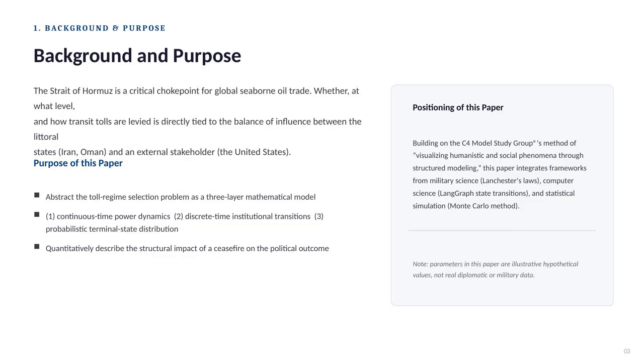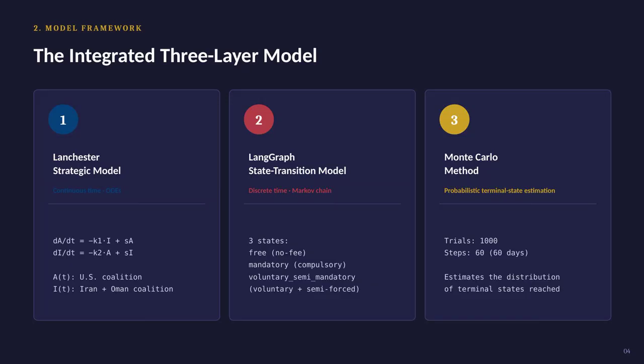The Strait of Hormuz is a critical choke point for global seaborne oil trade. Whether, at what level, and how transit tolls are levied is directly tied to the balance of influence between the littoral states, Iran and Oman, and an external stakeholder, the United States. This paper abstracts the toll regime selection problem as a three-layer mathematical model, combining continuous time power dynamics, discrete time institutional transitions, and a probabilistic terminal state distribution, in order to quantitatively describe how a ceasefire structurally affects the political outcome. The analysis integrates three layers.